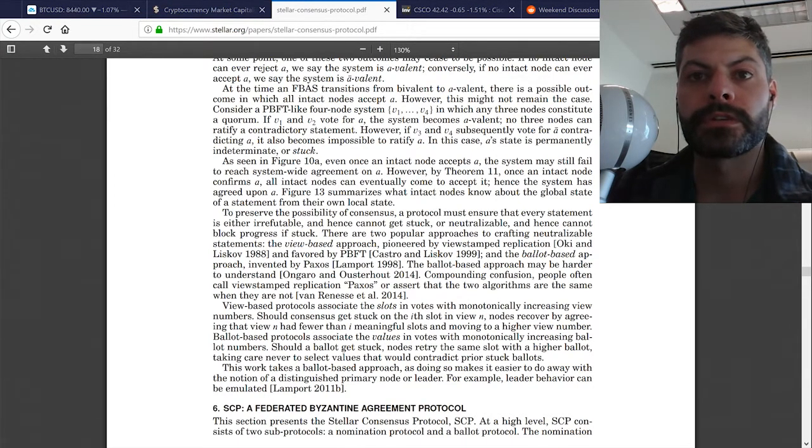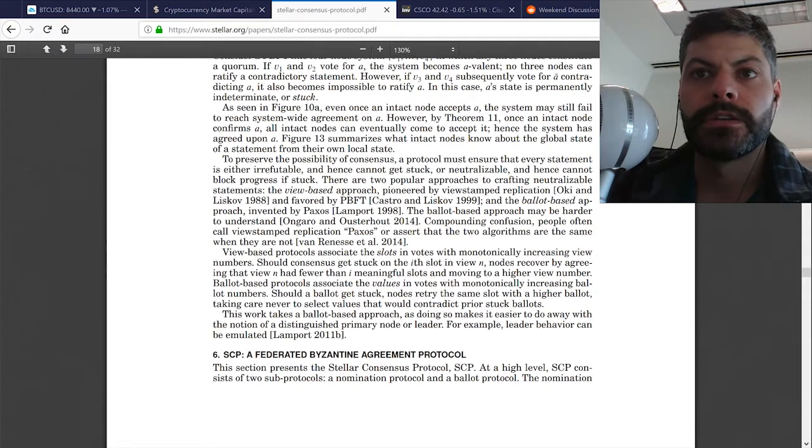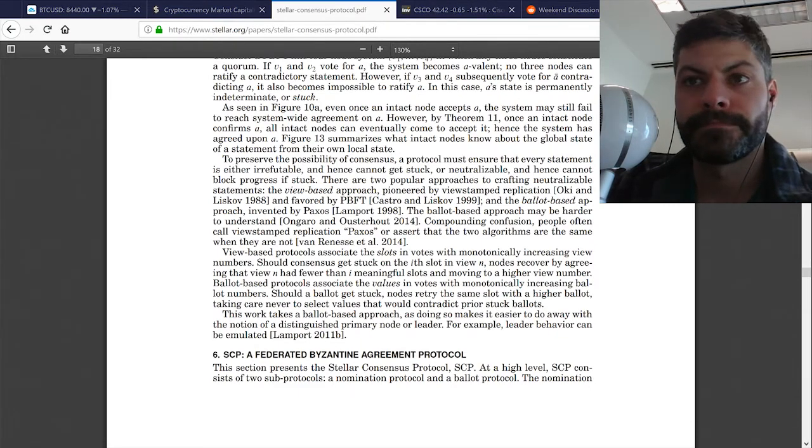Ballot-based protocols associate the values in votes with monotonically increasing ballot numbers. Should a ballot get stuck, nodes retry the same slot with a higher ballot, taking care never to select values that would contradict prior stuck ballots. This work takes a ballot-based approach, as doing so makes it easier to do away with the notion of a distinguished primary node or leader. For example, leader behavior can be emulated.